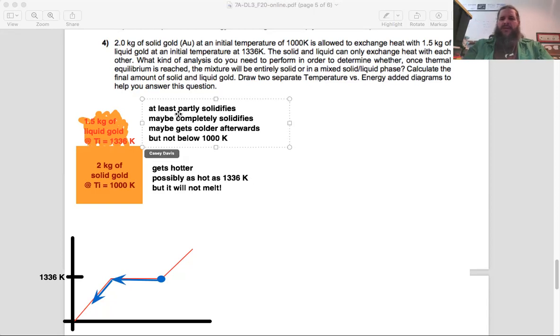So even without running any number crunching here, we can at least put some boundaries on what's possible. The liquid gold might completely solidify, might get as cold as almost all the way down to 1000 Kelvin, but we at least know it's not going to get colder than that. Meanwhile, the solid gold might get as hot as 1336 Kelvin or might end up slightly colder, but it's not going to get hotter than 1336 and it's not going to melt because it can't gain more energy after it's reached thermal equilibrium. Any questions on that so far?